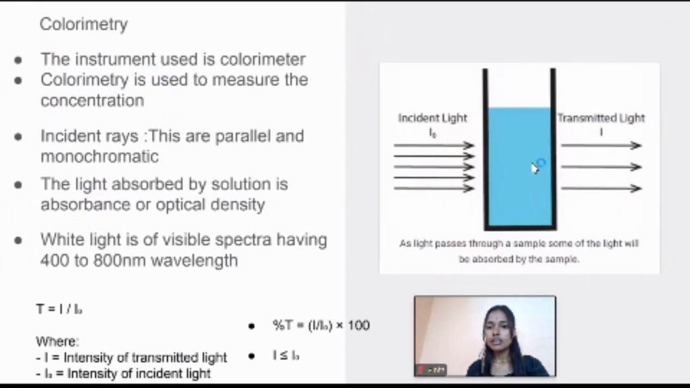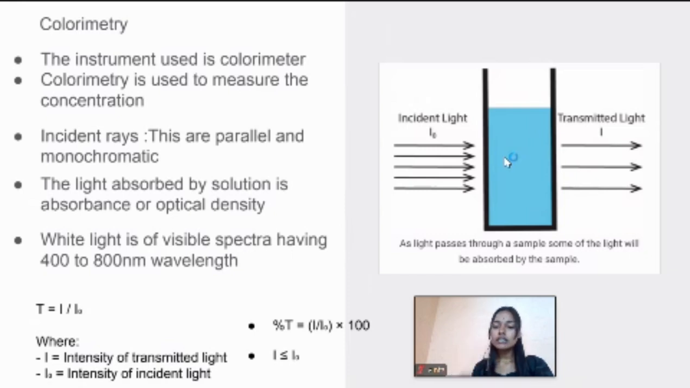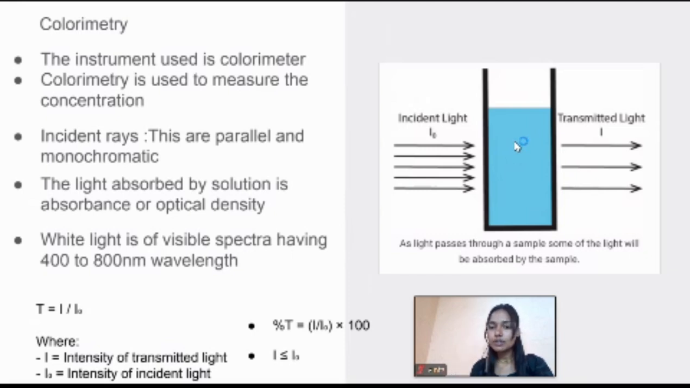Here I am taking a test tube consisting of copper sulfate solution. As you know, copper sulfate solution is blue in color, so that's why I am taking the blue color solution. These are the incident light rays. These are parallel and monochromatic. Monochromatic means a single color. As I pass these monochromatic parallel rays through the solution, a few of them get absorbed by the solution and the others get transmitted. The light absorbed by the solution is known as the absorbance, also known as the optical density.